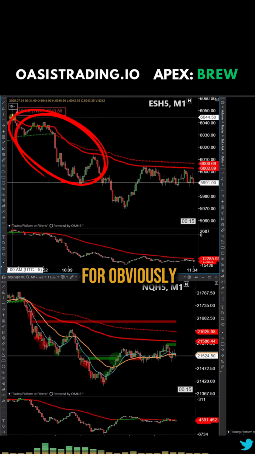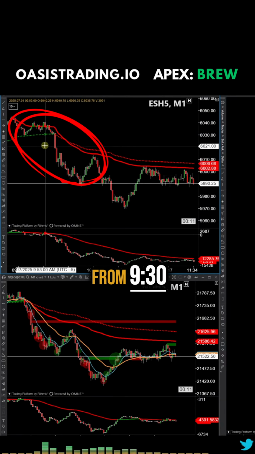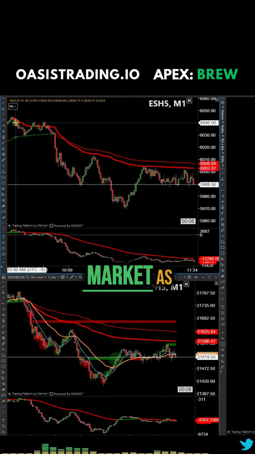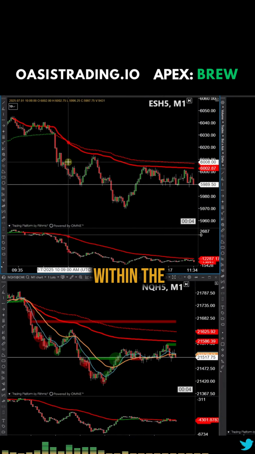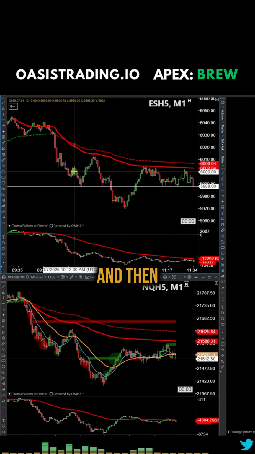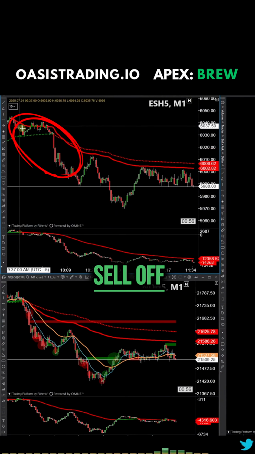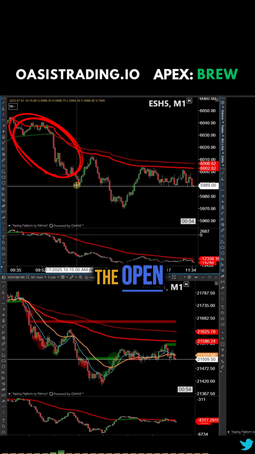So what you want to look for, obviously, is that sell pressure right out of the gate. So typically right from 9:30. This could be pre-market as well. So if you start to sell off right before 9:30, I'd say within the 30-minute candle before the 9:30 open, and then you start to bounce after the open, that's perfectly fine. But we want to see a sell-off right into the open.